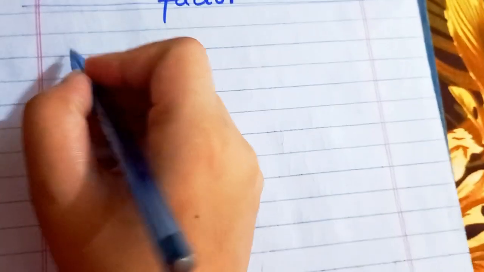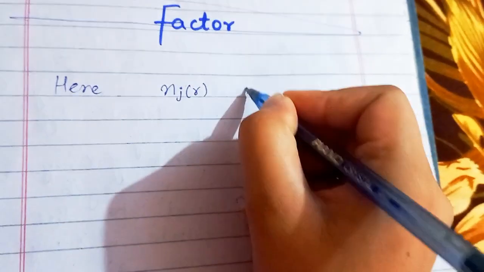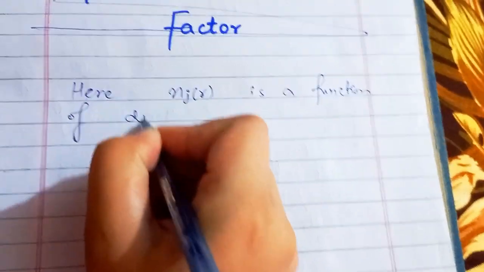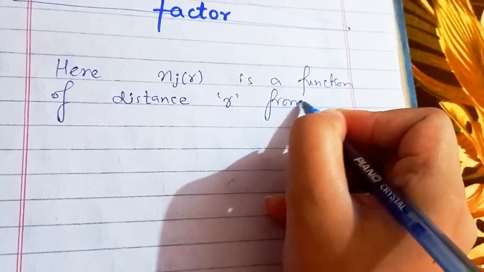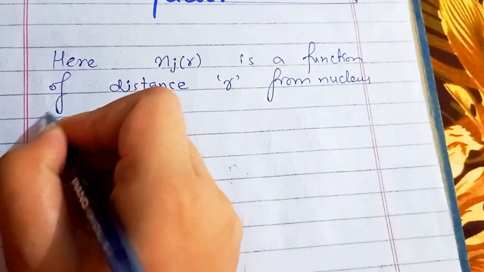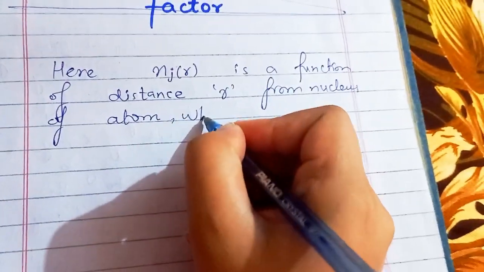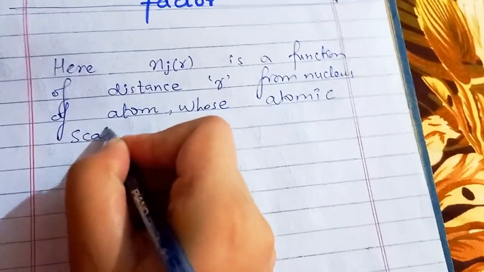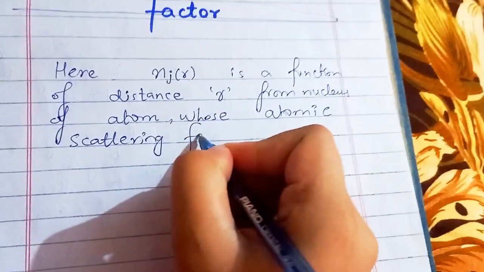Now let's continue with what else we can write here. Nj of r is a function of distance r from the nucleus of the atom whose atomic scattering factor we want to calculate. Which atom? The atom whose scattering factor we want to calculate.